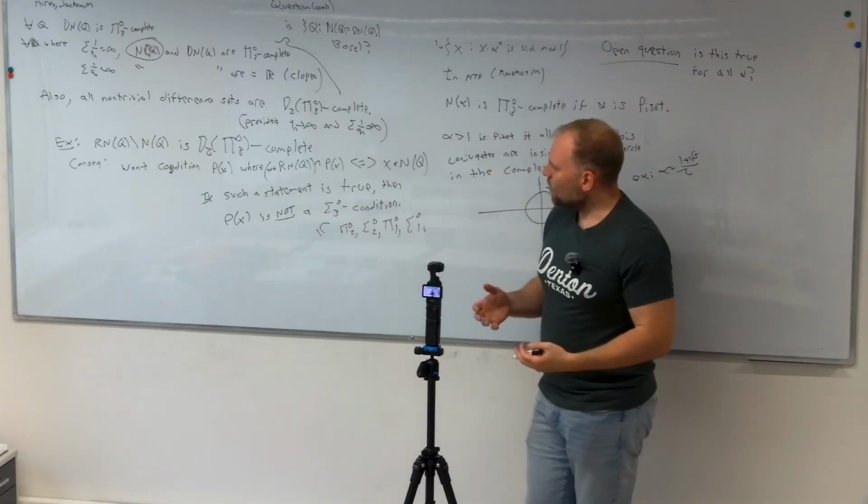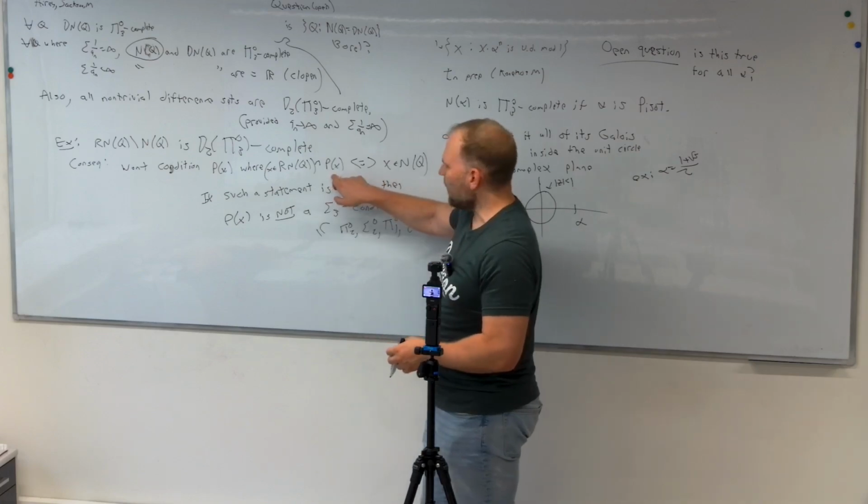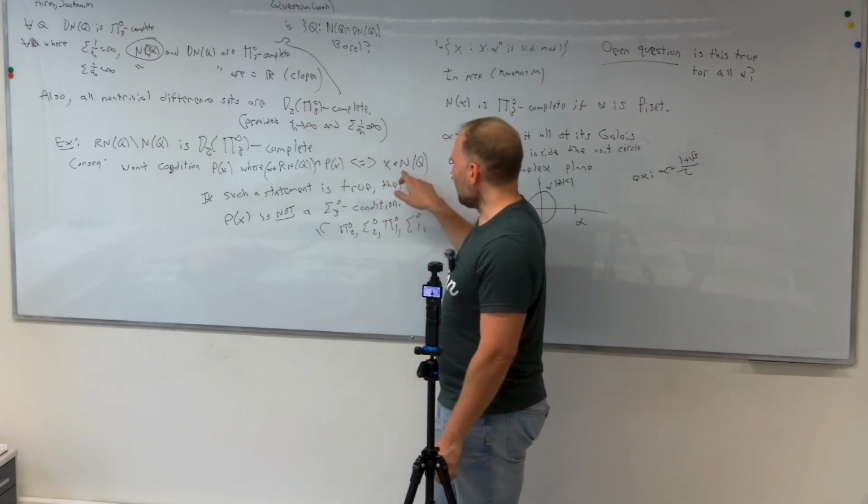So what's going on then is it's saying, okay, well, if you want a theorem like this, this condition P of x needs to be at least as complicated as the thing you're trying to get to.